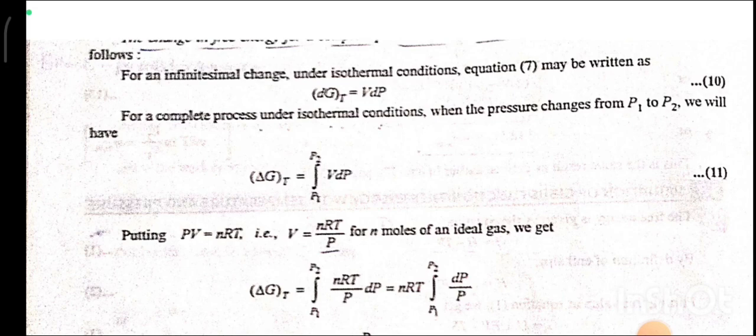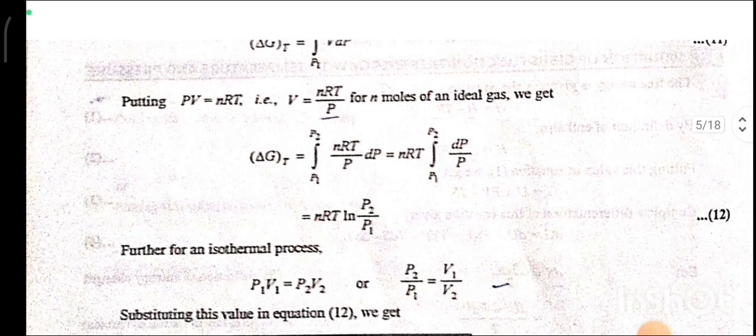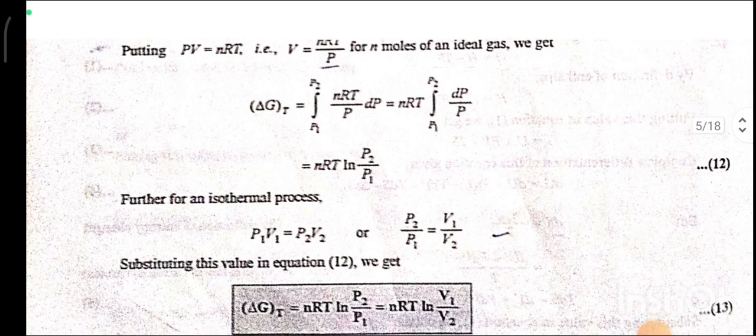Equation number 11 here. Putting PV = nRT, that is V = nRT/P for n moles of an ideal gas, ΔG at constant T = integration from P1 to P2 of nRT/P dP, that is equal to nRT, which we take outside the integration, integration from P1 to P2 of dP/P, which gives nRT ln P2/P1.